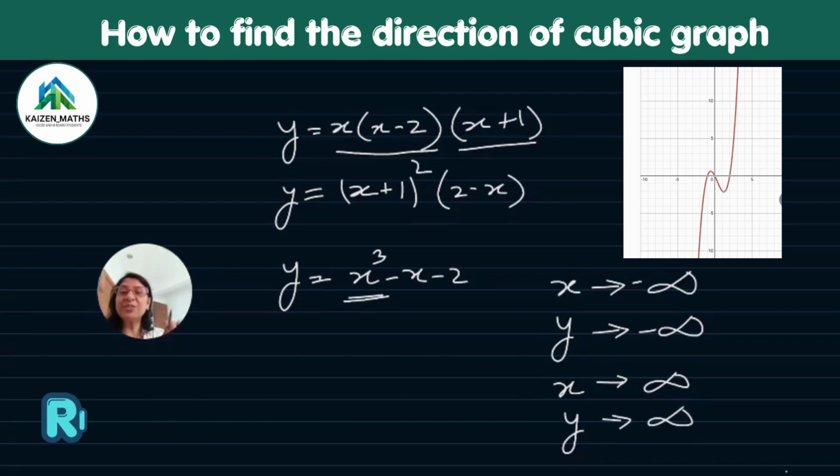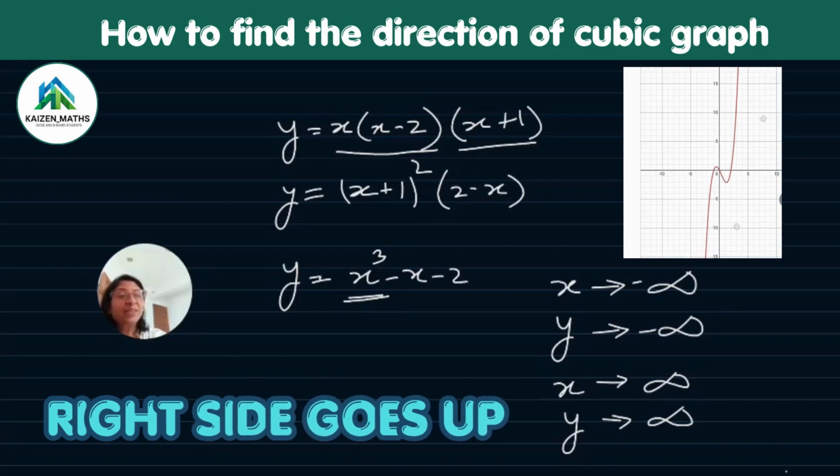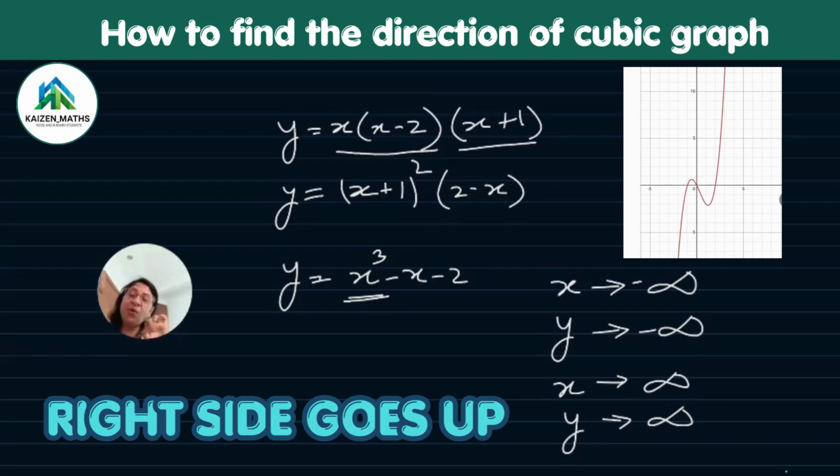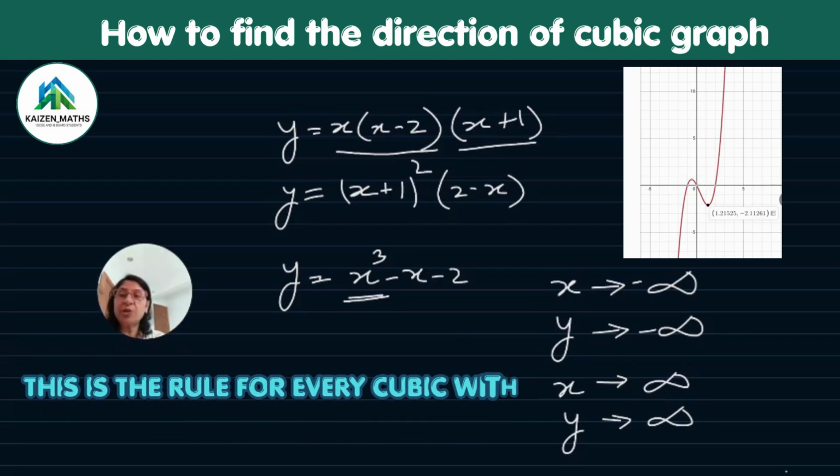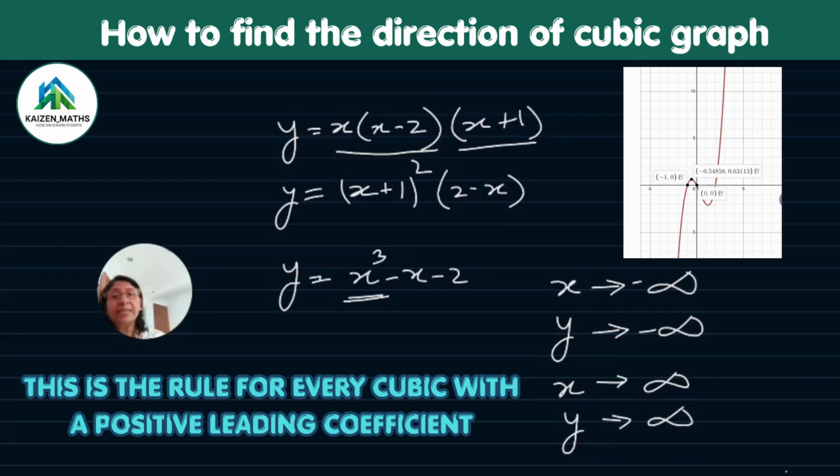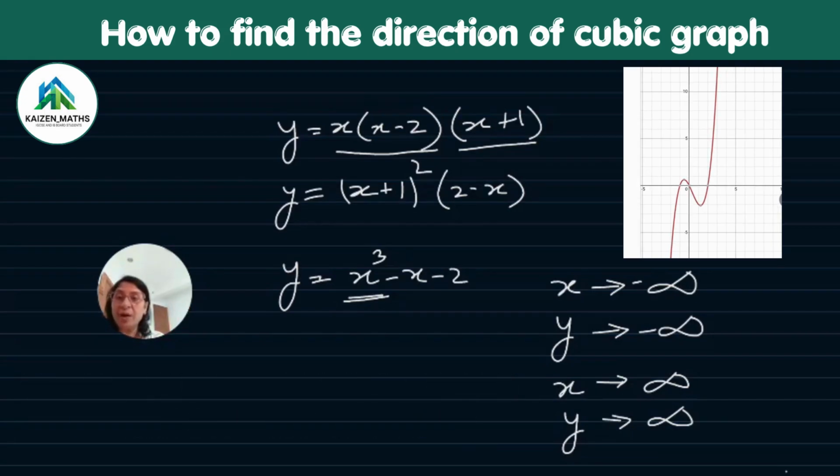And in that case, what will happen? This is the rule for all cubic functions. When your x cube is positive, that means the value of a is positive, the left side goes down and the right side goes up.